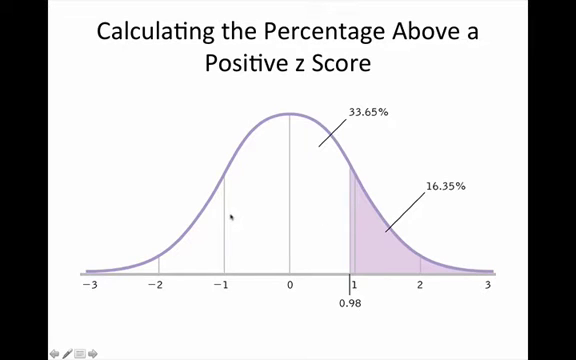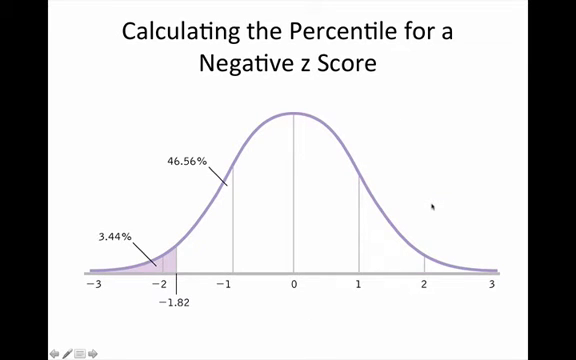If I want to calculate the percentage above a z-score, remember that in the textbook these are called sigma values. Sigma values is synonymous with a z value. If I want to calculate this portion, or the percentage of the curve that's above a certain sigma value, then I look at a different column and I see that that's 16.35%. So I know that, for example, the probability of obtaining a z-score greater than 0.98 is only 16.35% likely.